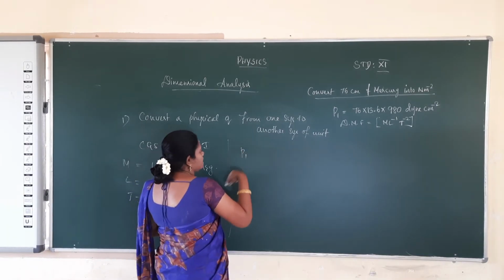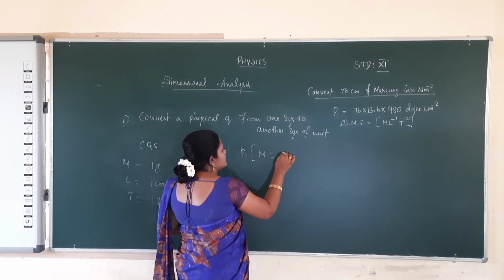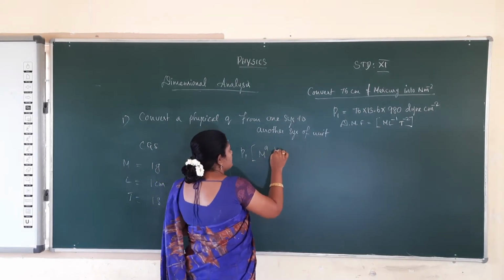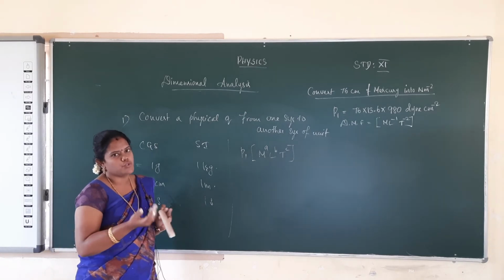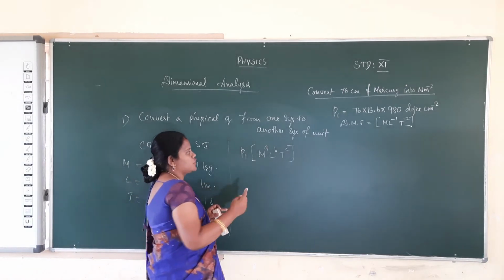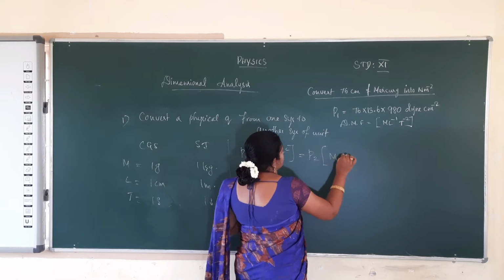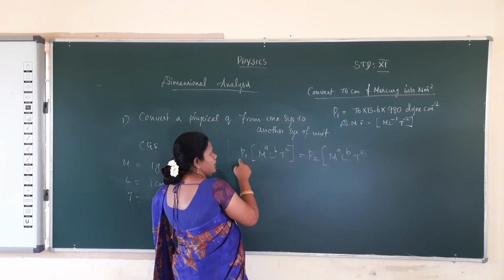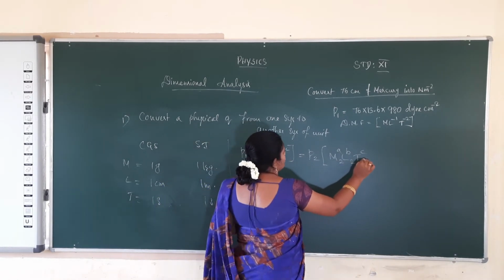First one, P1, pressure in the first system, and then the unit M L T. Okay, M L T, and then A B C. A B C is the power of these. We do not know the powers, so we have mentioned the powers as A B C. Okay? Then P2 into M L T, A B C. So pressure 1 has M1 L1 T1, pressure 2 has M2 L2 T2.